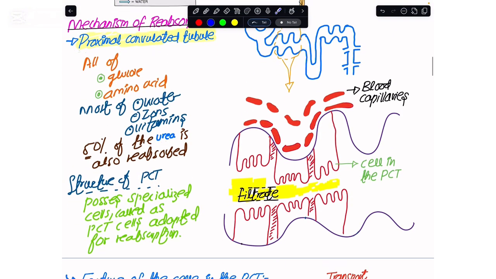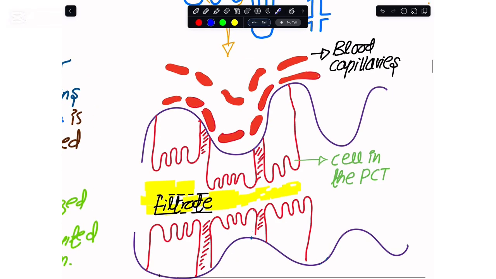Now, if I were to tell you the structure of the PCT, here you see we have the walls of the PCT, and here we have the cells of the PCT with us.